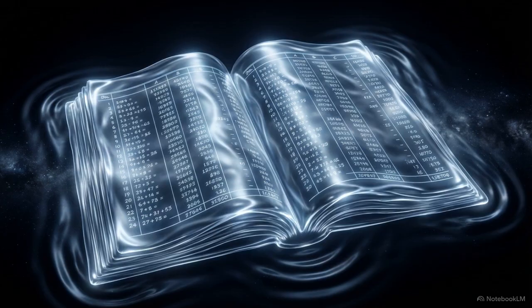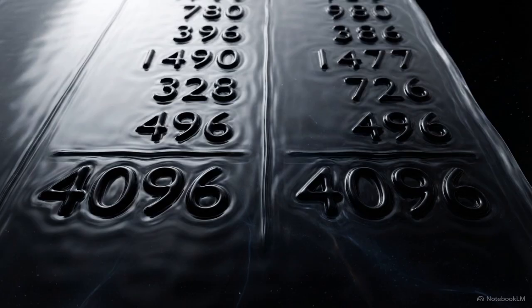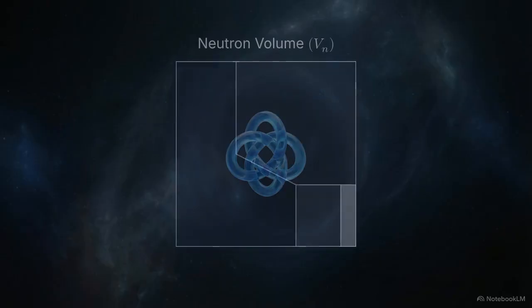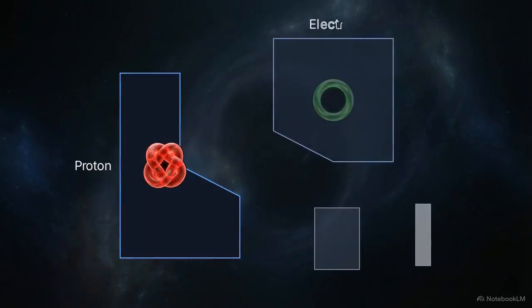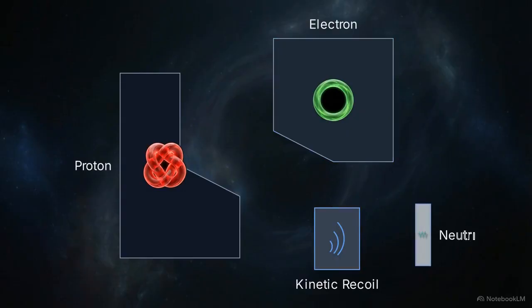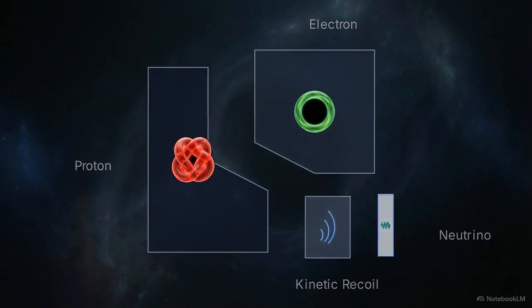Looking at the aftermath of this transition, the physical ledger is perfectly balanced. Absolutely nothing was created and nothing was destroyed. The spatial volume of the original neutron perfectly equals the sum of the new proton, the electron, the highly compressed bow shocks of the recoiling fragments, and the trace volume of the neutrino.